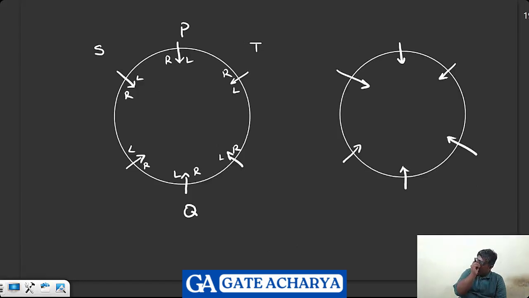Because I don't know who is to the left of S, left of P or right of P, right? So another arrangement that is possible for me is T is here, S is here. Okay, these are the two possibilities that I can arrange here. Now let's go for the last statement.